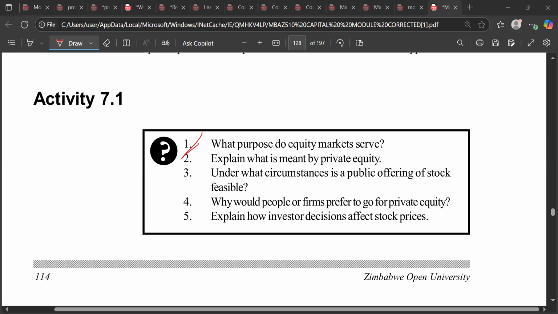Okay. So that's question 2. Now question 3 says, under what circumstances is a public offering of stock feasible?